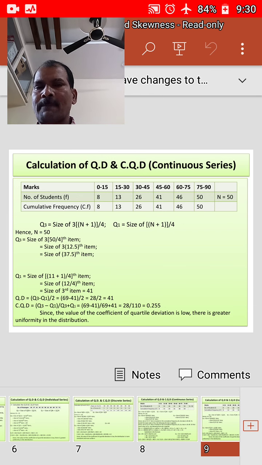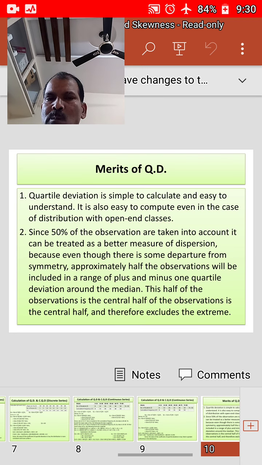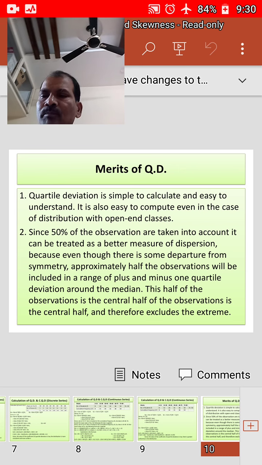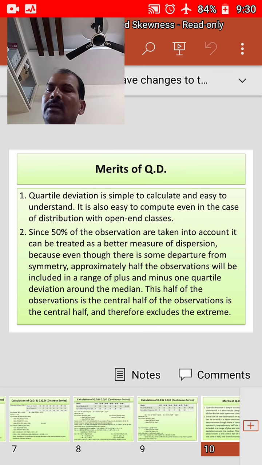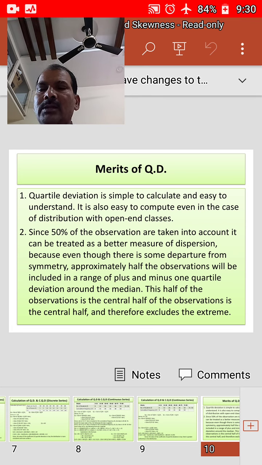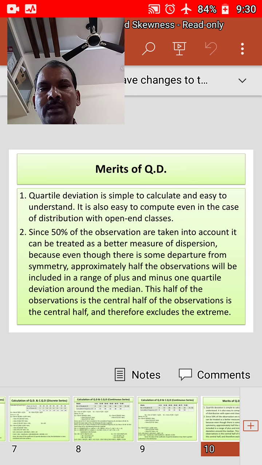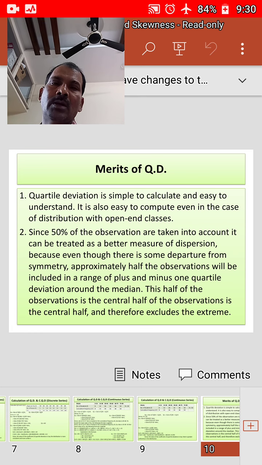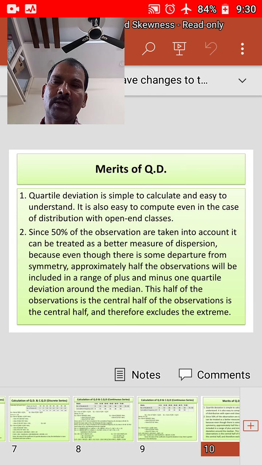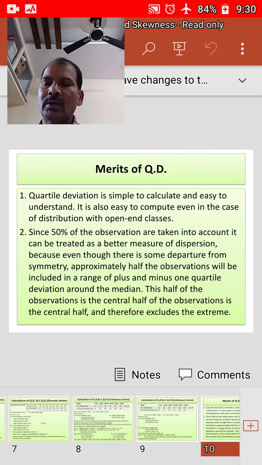Next, another problem is given, where values are given in the less than form: less than 10, less than 20, less than 30, less than 40, less than 50, less than 60, less than 70, less than 80. Now we need to convert the less than form into adjustable class intervals. We should have definite class intervals: 0-10, 10-20, 20-30, 30-40, 40-50, and 70-80 will be the last class.